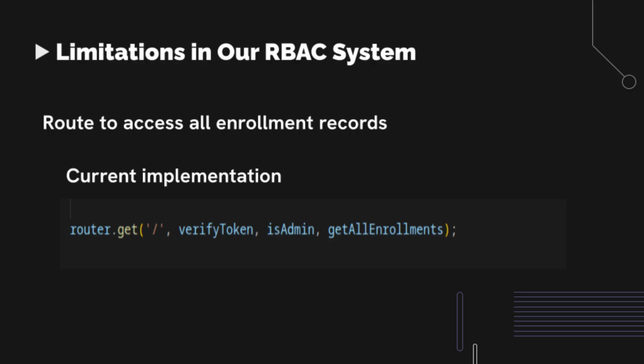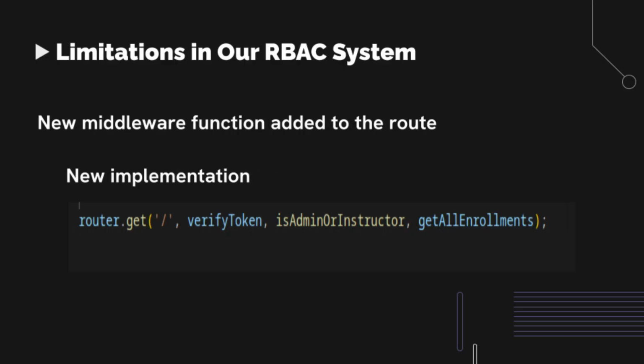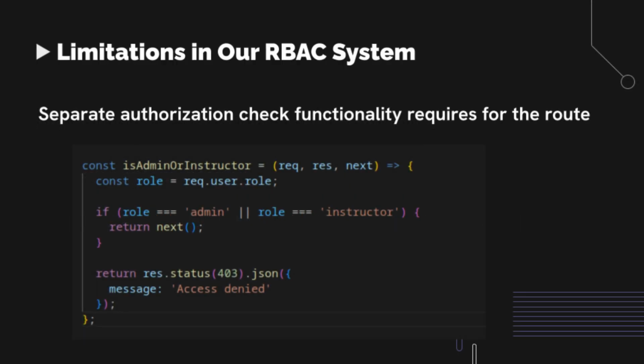This is a route for accessing all the enrollment records. For now, this is accessible by admin role users only. But we want this route to be accessible by both instructor and admin. Since instructor should be able to view enrollments, we need to update the authorization logic. So how can we do that? We have to create another middleware function with the name instructor-admin. This middleware checks if the user has any of these roles, admin or instructor. If a user with any other role tries to access the API endpoint, then deny the access.